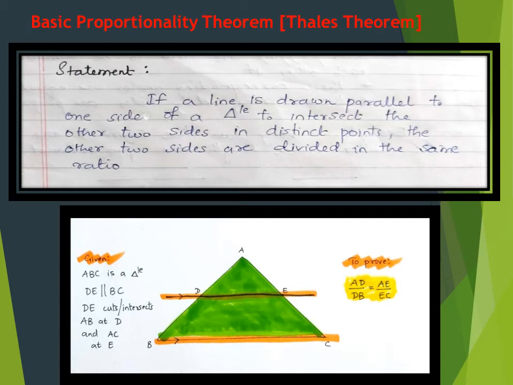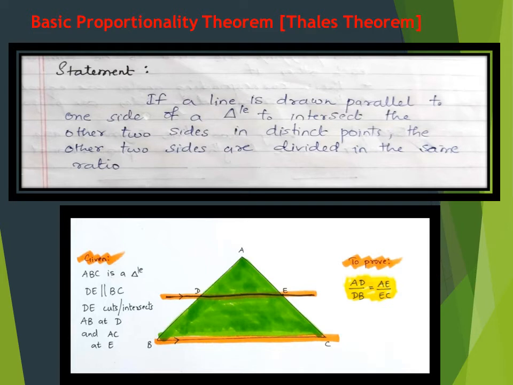If a line is drawn parallel to one side of a triangle, I am considering that one side to be BC. Now, if I draw a line parallel to BC, which is the line that is parallel? DE, isn't it? So DE is parallel to BC. If I draw DE parallel to BC so that it intersects the other two sides, which are the other two sides? AB and AC. It is intersecting them in two points. It is mentioned as distinct. Distinct means different. So D is one point, E is one point. DE is intersecting AB at D and AC at E. These two points are formed because of the intersection.